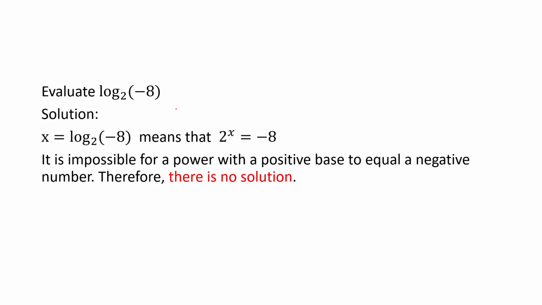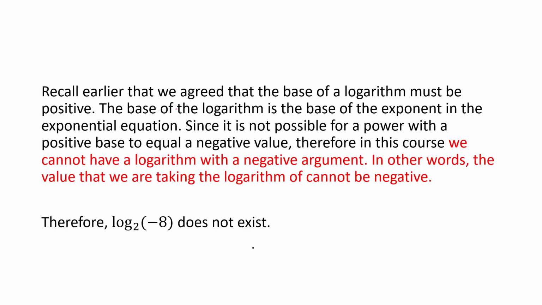And that's what it says here. X equals log base 2 of -8 would mean that 2 to the x is equal to -8. But it's not possible for a power with a positive base to equal a negative number. So there's no solution. Now, recall earlier we agreed that the base of a logarithm must be positive. In red, what we say here is we cannot have a logarithm with a negative argument. In other words, the value that we're taking the logarithm of cannot be negative.